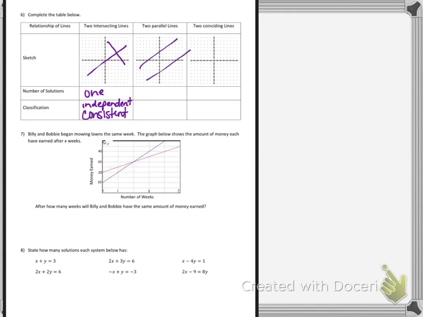Parallel lines will not intersect, so there are no solutions or zero solutions. There are two lines, so again, that is independent. But there is no solution, so that is inconsistent. Coinciding lines, there is just going to be one line, so there are infinite solutions. There's only one line, so that is dependent, but there are solutions, so it is consistent.